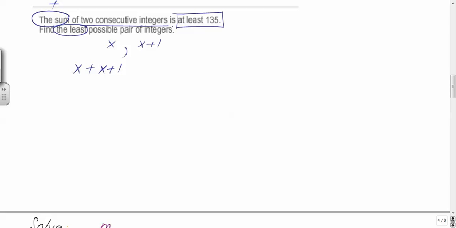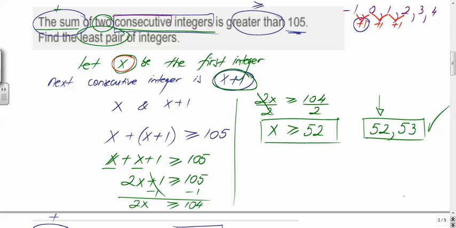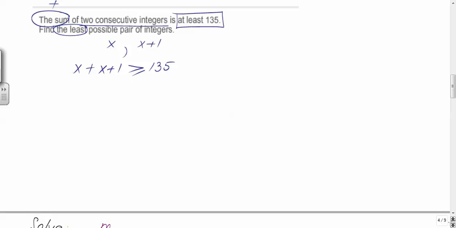At least. Think about it. Can it be less than that? If it's at least 135, it cannot be less than that. So I'm looking for x plus x plus 1 greater than or equal to 135. If we go back to the previous problem, it was greater than, right? Well, at least seems to be the same thing. At least 135. It can be 136, it can be 137, but it must be at least 135. No less than that.